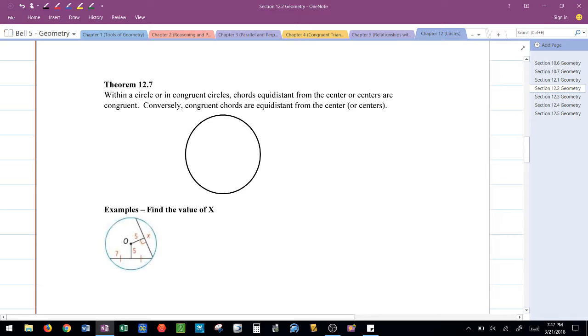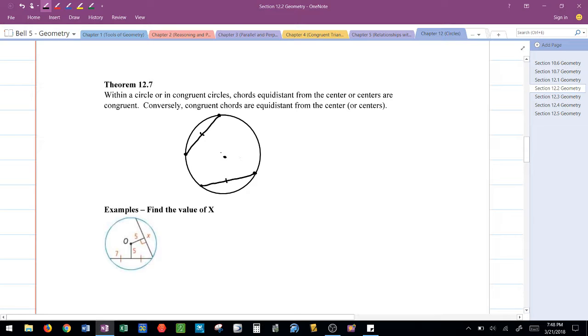Oh, I forgot we got one more thing. This theorem says, within a circle or congruent circles, chords are equidistant from the center if and only if they are congruent. Chords that are equidistant from the center are congruent. Let's take a look at what that one is saying. Let's say that I have this chord right here, and similarly, I have a chord that goes like that. And I know that these two chords are congruent.